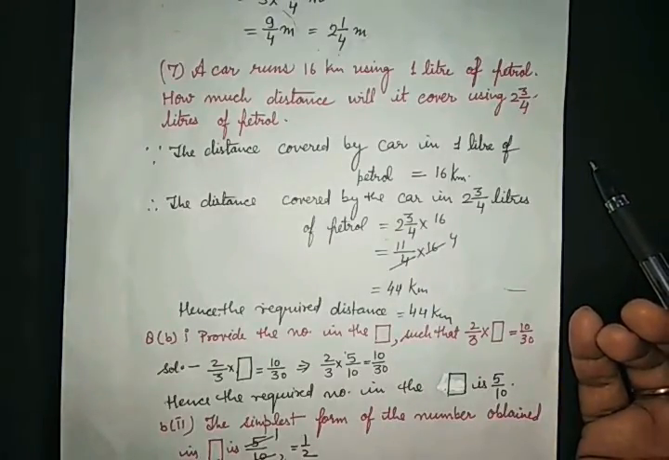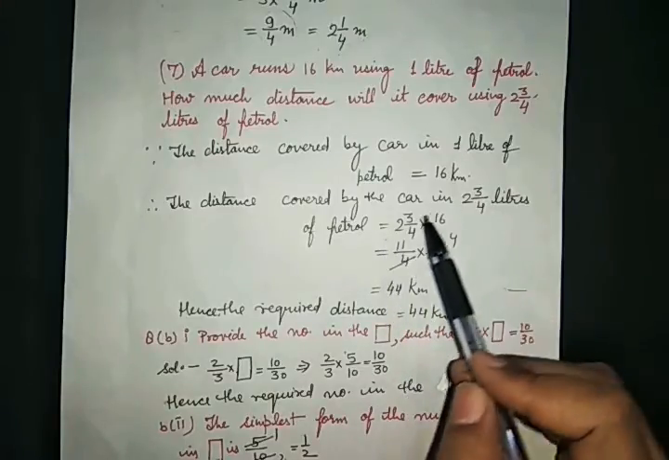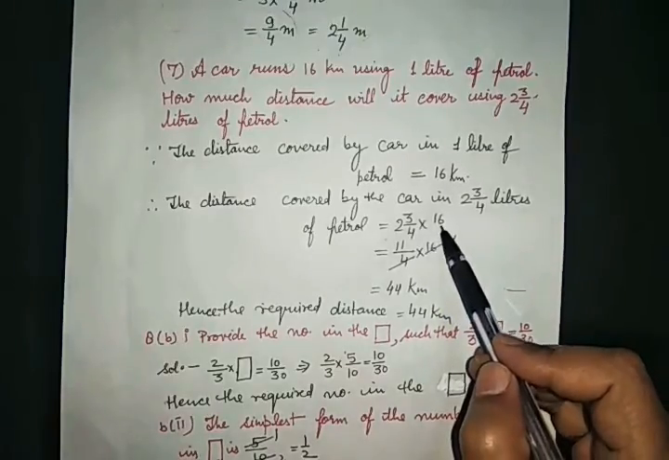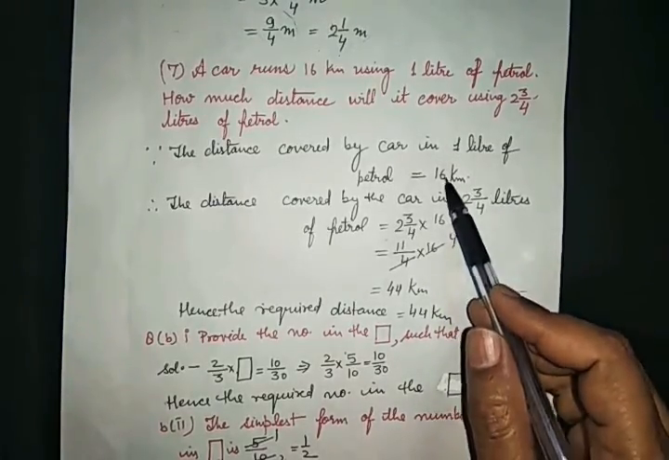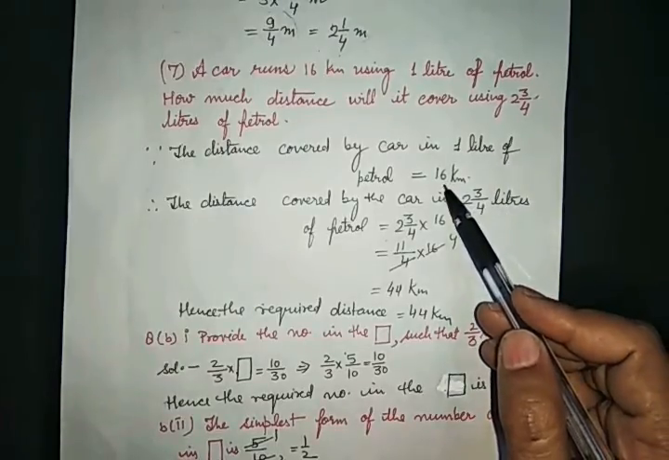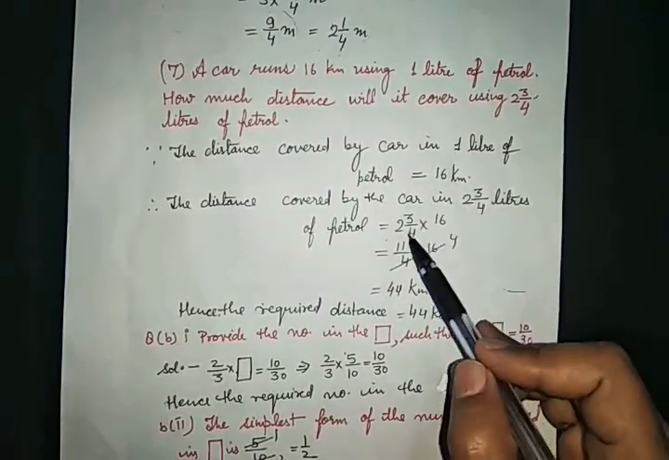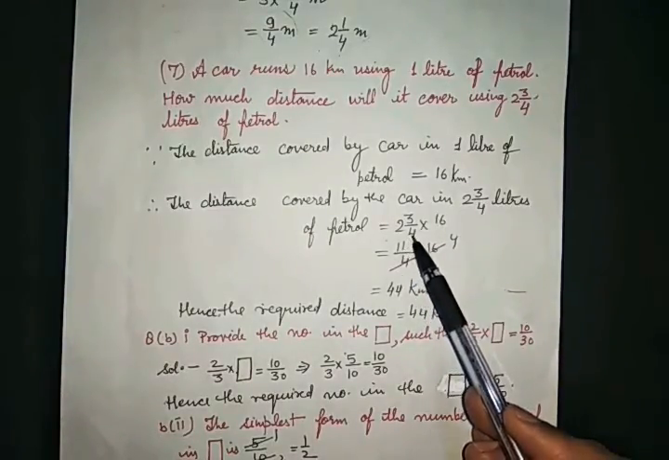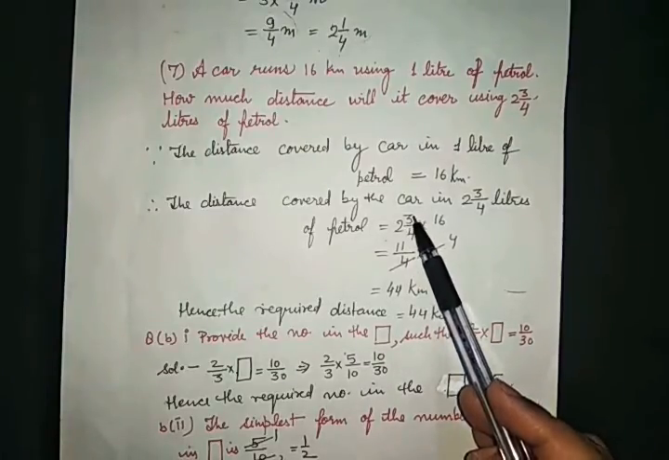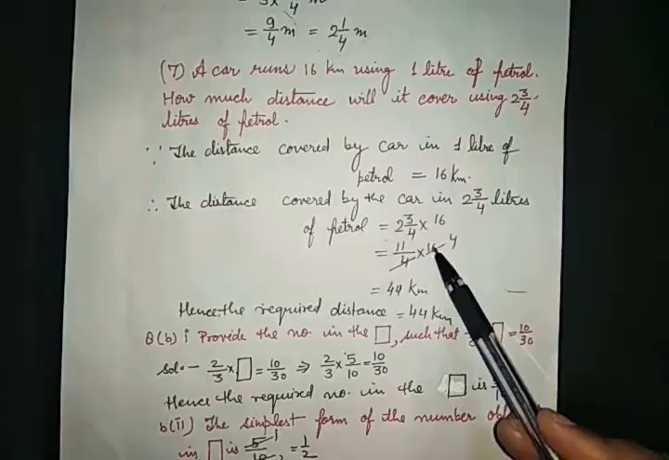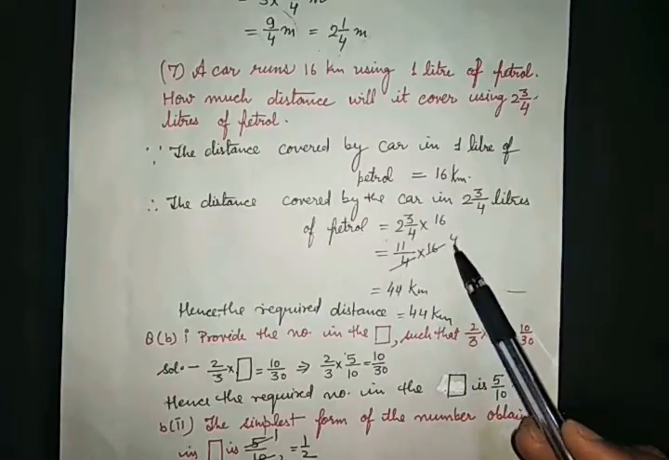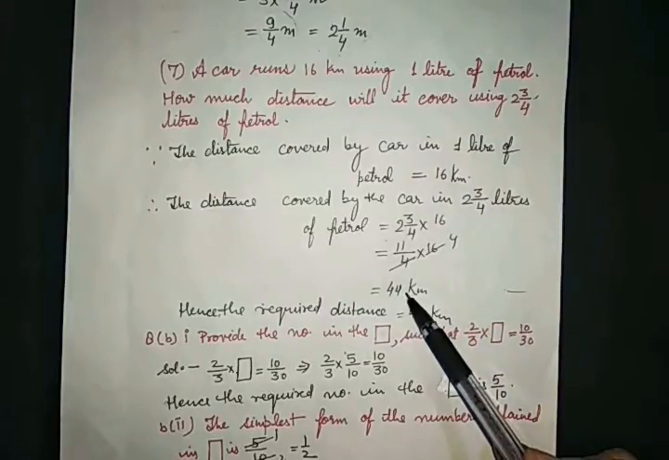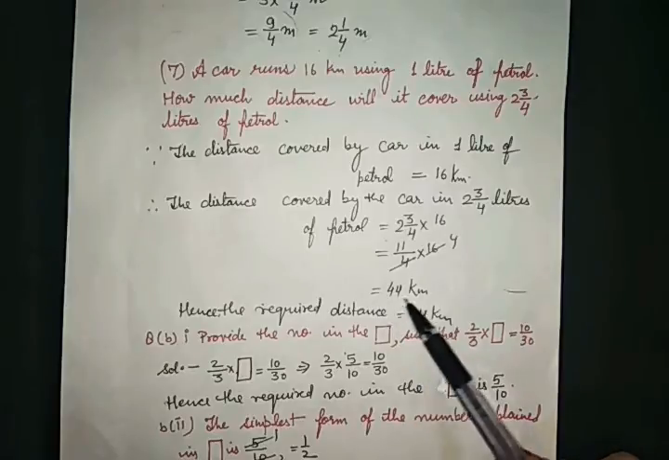So you will multiply 2 whole 3 by 4 into 16 kilometer. The distance covered in 1 liter, 16 kilometer, you will multiply with the quantity of petrol. So what is coming? 4 2s are 8 and 3, 11 upon 4 into 16. 4 4s are 16. 11 into 4, what is coming? 44 kilometer. So this is your answer.